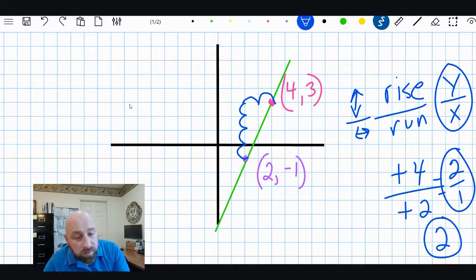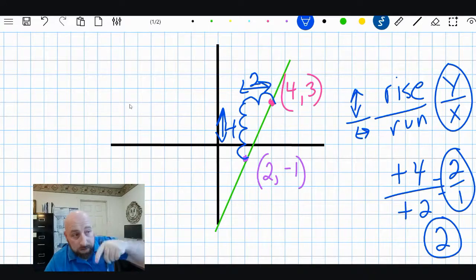But let's look at this over here again. So this is 4 on the up and down, and then we went over 2 spots. Up and down 4, left and right 2. 4 over 2, convert your fraction. There's your slope, 2 over 1 or 2.